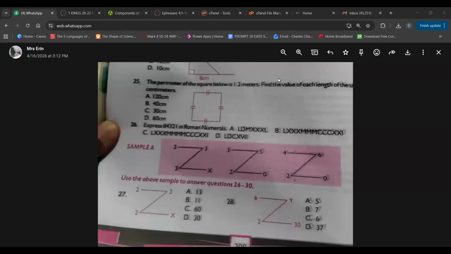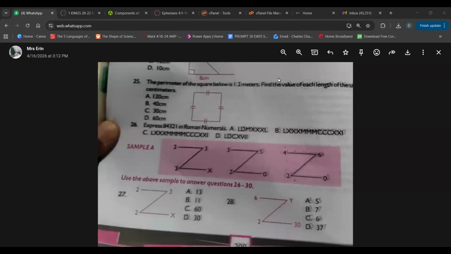Number 25. Who can do number 25 for us? It's a simple question. The perimeter of the square below is 1.2 meters. Question: find the value of each length of the side in centimeters. Did you see the question is specific? Don't just find the length of each side. Find the length of each side in centimeters.